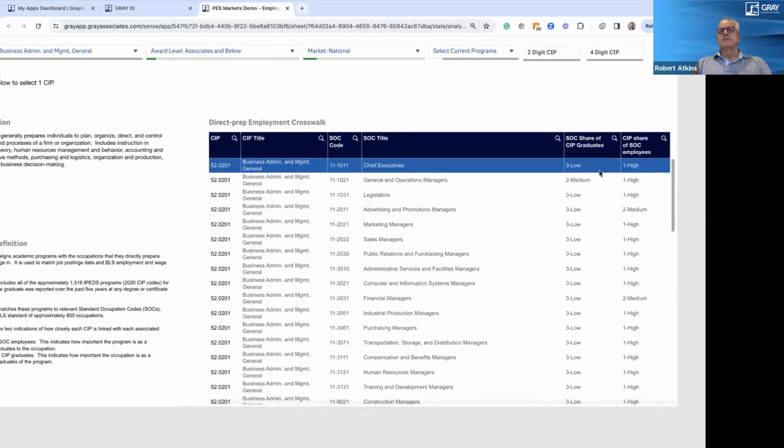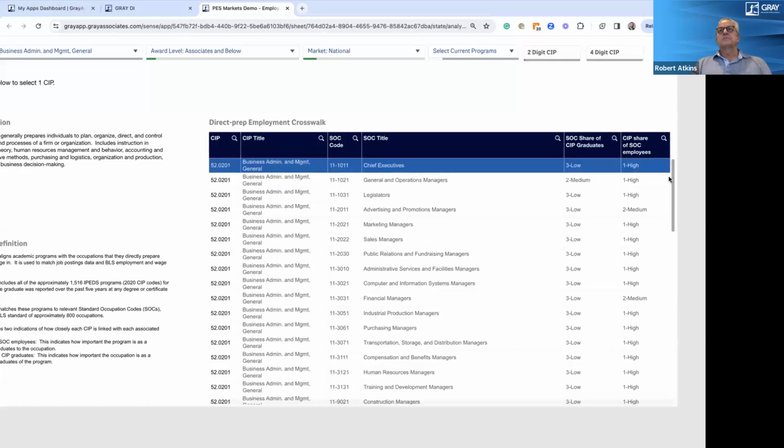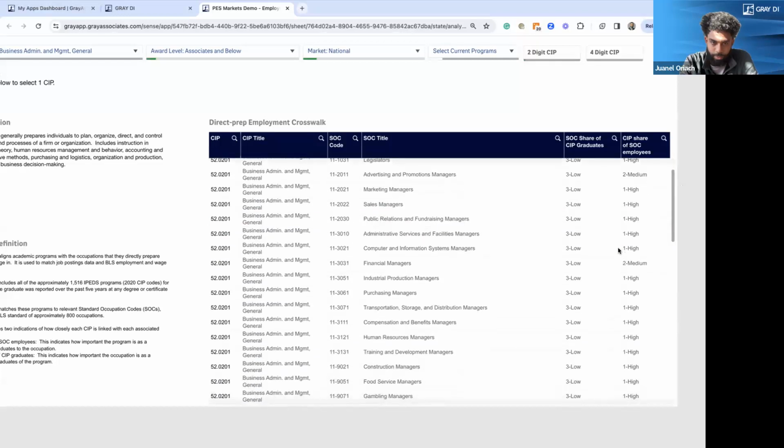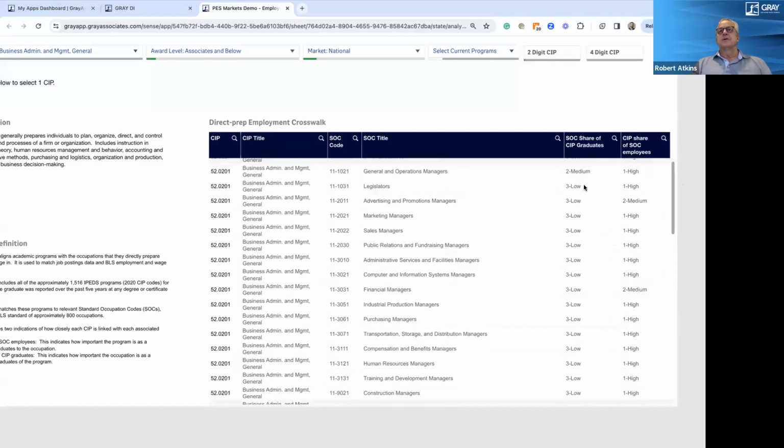That makes more sense for business graduates, but remember that it's all sorts of things besides Fortune 500 CEOs. But general and operations managers, no surprise. Legislators, not one you would expect to see for a business major, but still one of the more common.